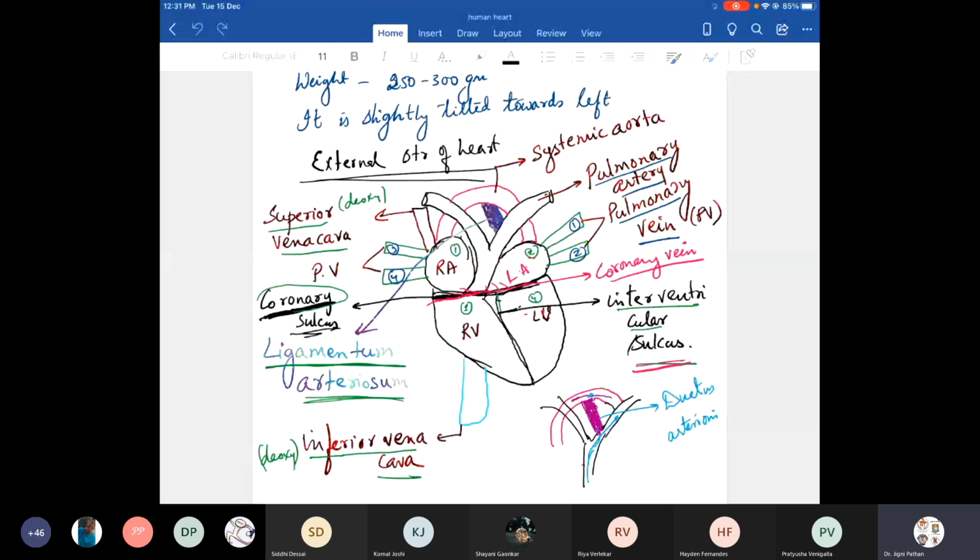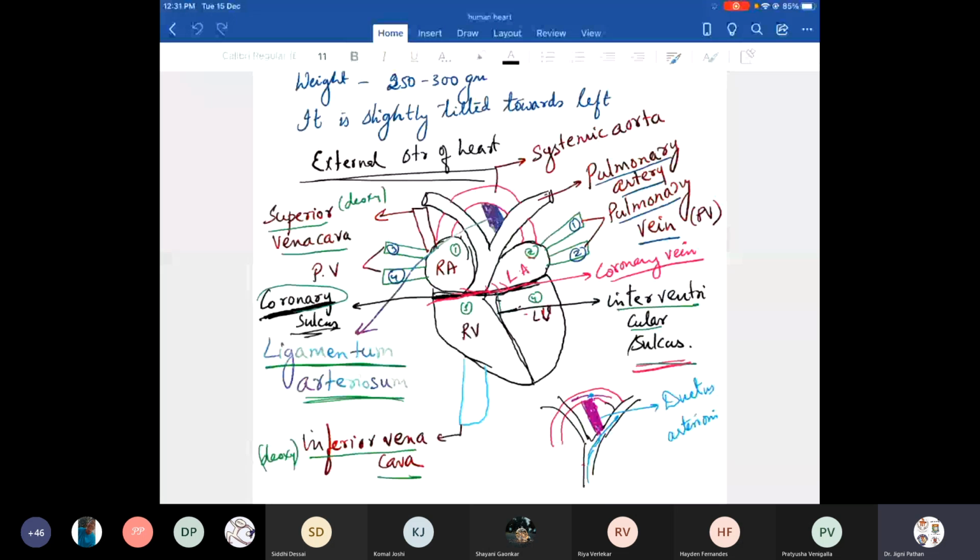Next, what is the coronary sulcus? The coronary sulcus is a groove that divides the auricle from the ventricle. Now next, in that coronary sulcus there is a coronary vein that carries blood to the heart muscles. Next, right ventricle, left ventricle, then there is the left auricle.